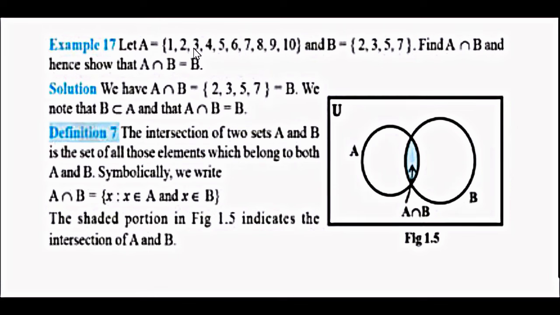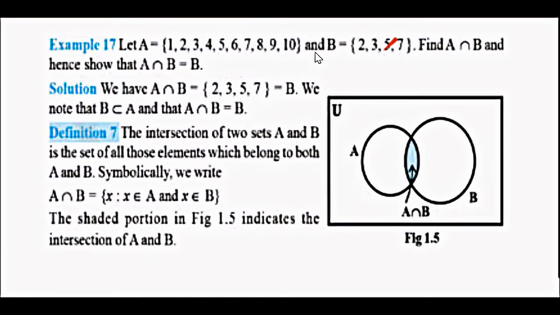For example, let us take A as 1 to 10 and B as 2, 3, 5, 7. What you have to do is find those elements which are common to A as well as B. So 2, then 3, then 5, and then 7. These are the only numbers which are common to A and B. So A intersection B will give you the answer B. So A intersection B is 2, 3, 5, 7.